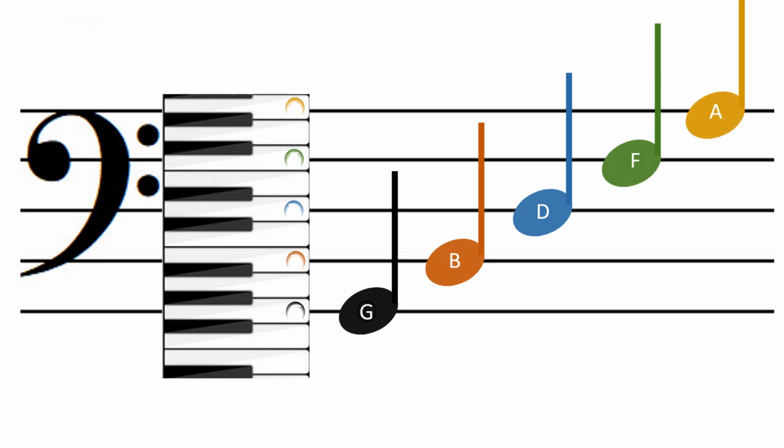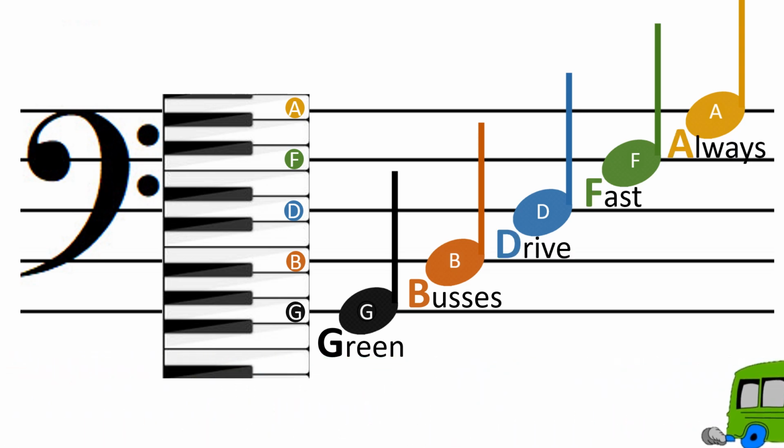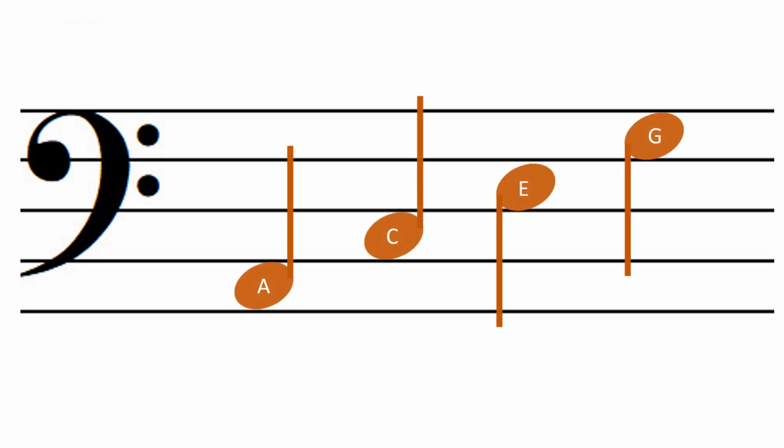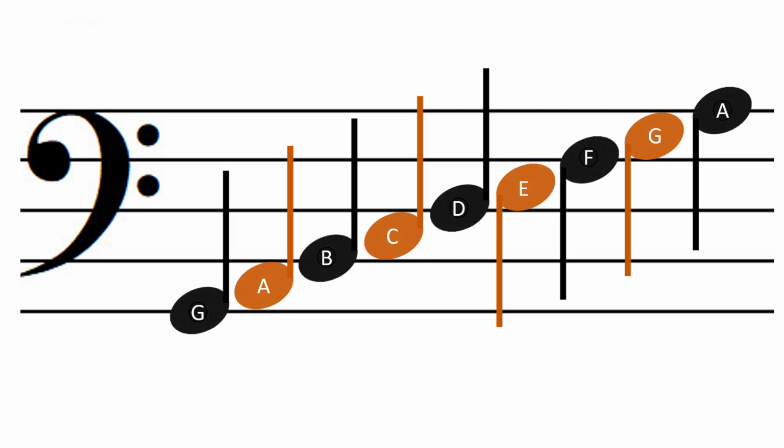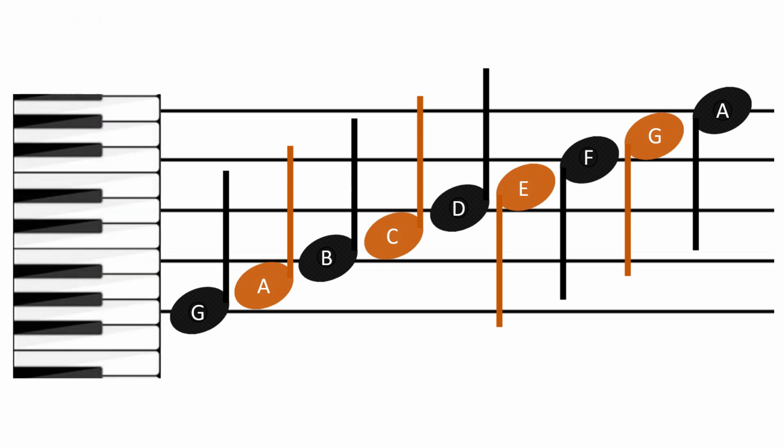Again, no word, so we have an acronym, which is green buses drive fast always. And just as before, putting those together, so we have all cows eat grass, A, C, E, G. In between those, we have green buses drive fast always, G, B, D, F, and A, which gives us all the notes of the bass clef. G, A, B, C, D, E, F, G, A. Quite nicely onto the keyboard like this.